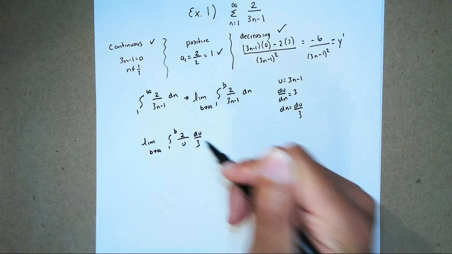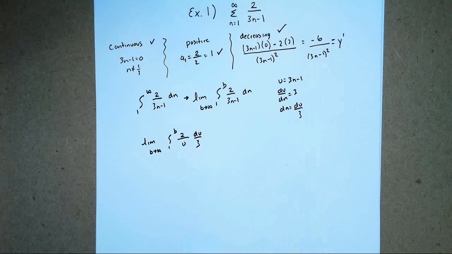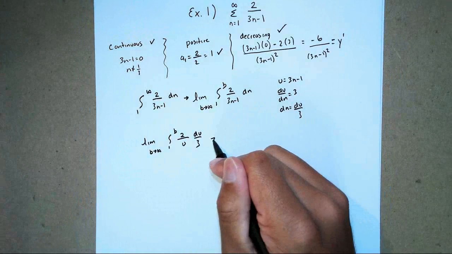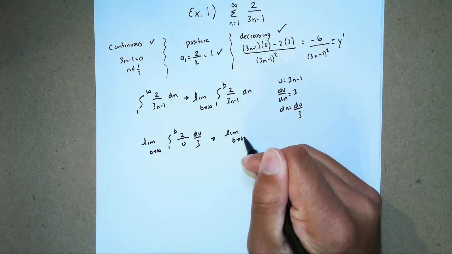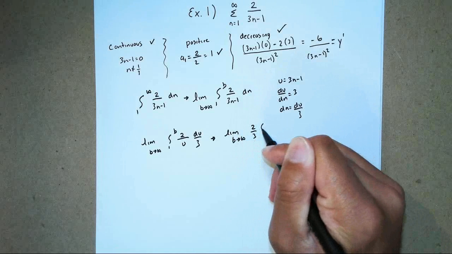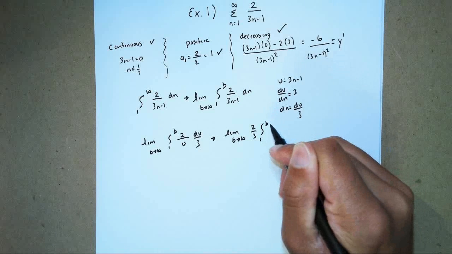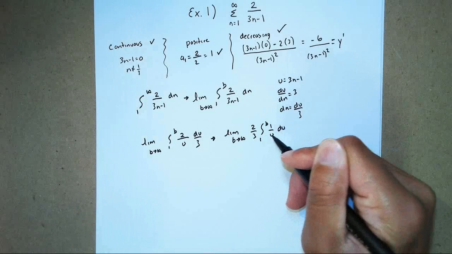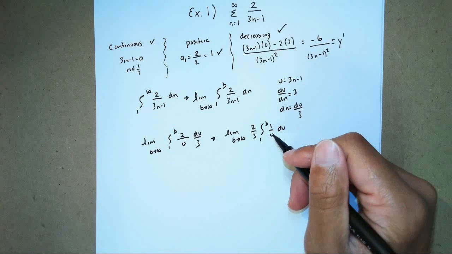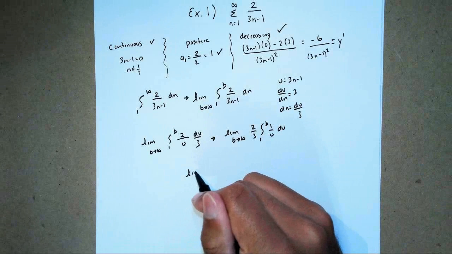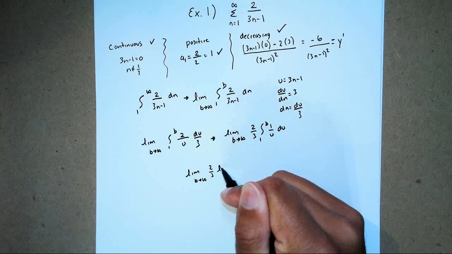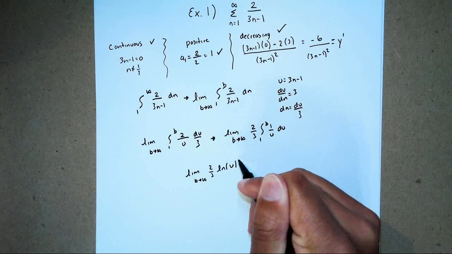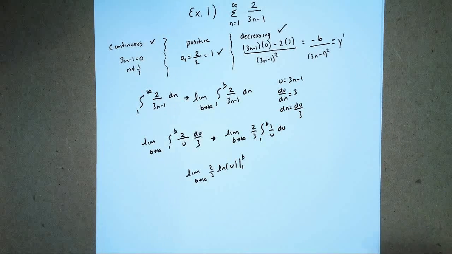Now my next thing is I don't want that 2 and the 3 there. Like I said before, I can take it out. This is going to be the limit as b goes to infinity of 2 over 3, the integral from 1 to b of 1 over u du, and when you integrate that, you'll notice that this is just going to be ln. So then this is going to be the limit as b goes to infinity, 2 over 3 of ln absolute value of u, upper bound minus lower bound, which I'm going to plug in now.